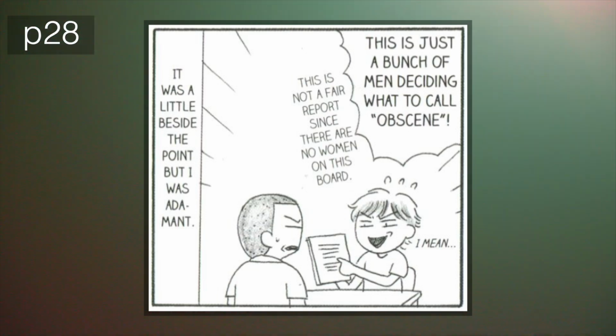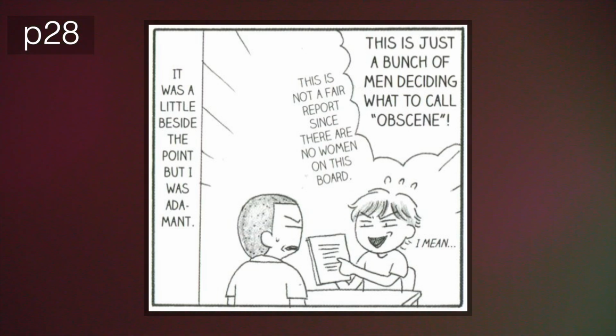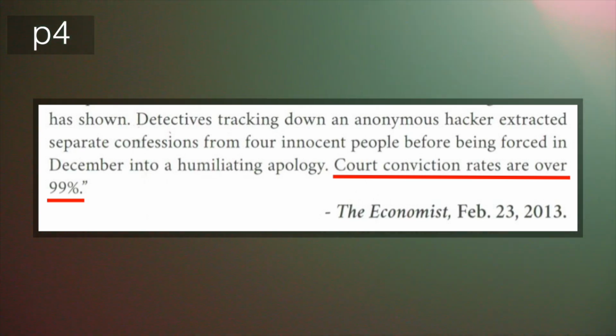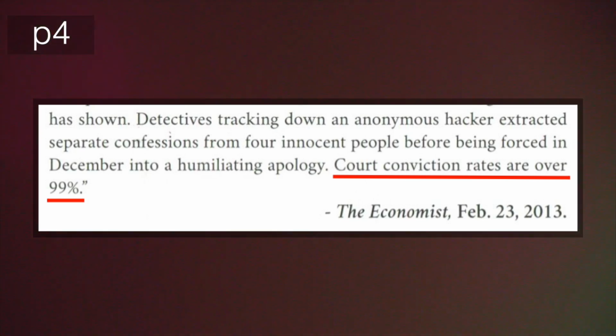She also illustrates how patriarchal the legal system is. She says this is just a bunch of men deciding what to call obscene. All of the prosecutors, of course, being men. The text also relays in some prose a quote from The Economist, where in Japan, courts have a 99% conviction rate. What that means is, if you are prosecuted in Japan, you're pretty much guaranteed to be found guilty. Is that how the legal system should work?